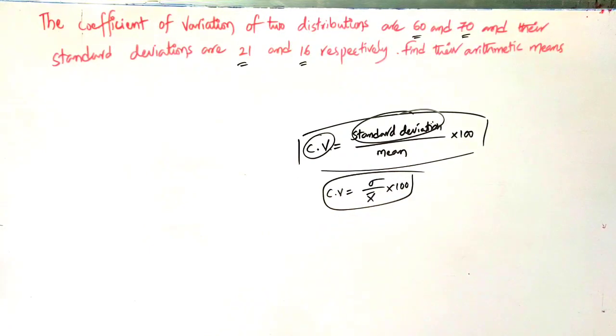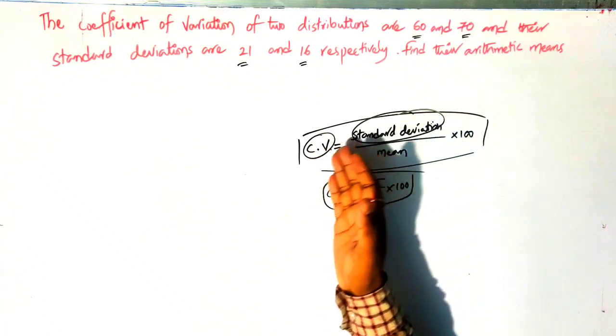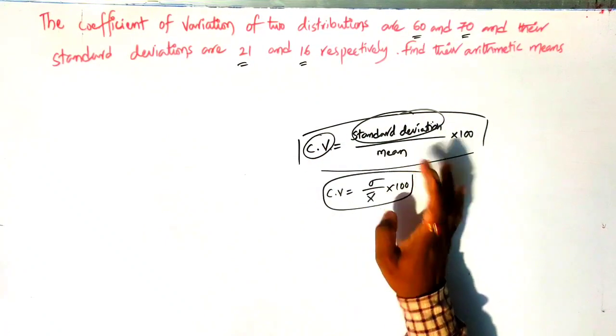Sigma by x bar into 100. Sigma is nothing but the square root of variance. So that is the standard deviation. So standard deviation, mean and coefficient of variation. Here the standard deviation and coefficient of variation are given. We find out the mean value.